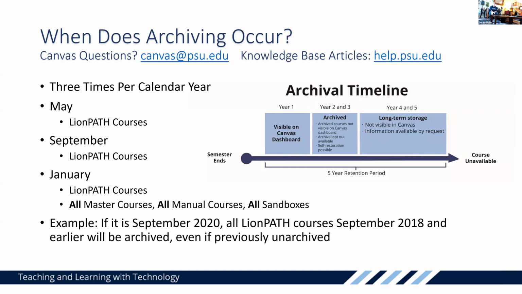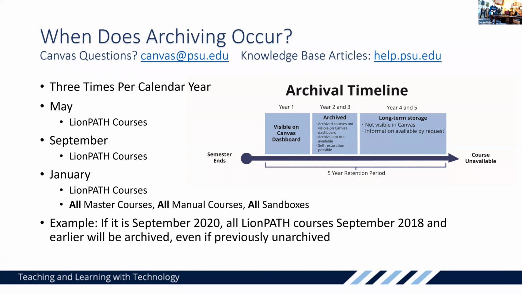So when does this happen? This happens 3 times per calendar year, and I'm starting with May for a particular reason here. We will archive at the end of every semester, counting all the separate summer semesters as one. Archiving occurs sometime in May, usually from the 15th to the 20th, you can usually bet on for each of these. In May, we will archive Lion Path courses. September, we again archive Lion Path courses. In January, we archive Lion Path courses in addition to all master courses, all manual courses, and all sandboxes.